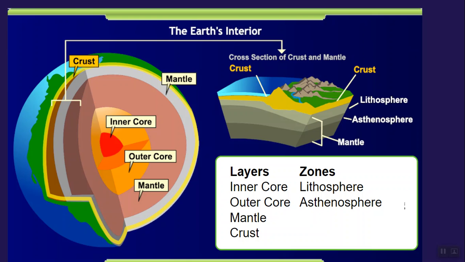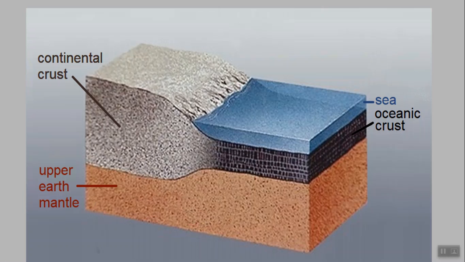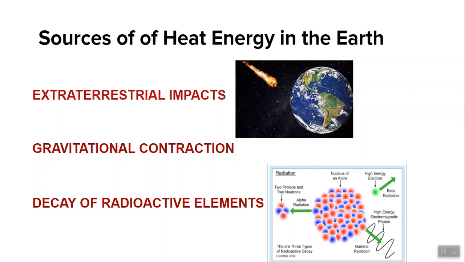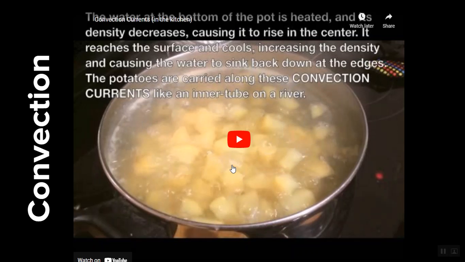Number 9. So there is a video there. Let's see. Oh, there's our crust, continental crust, oceanic crust, and the upper mantle. All right. Sources of heat energy within the Earth, those extraterrestrial impacts, gravitational contraction, and the decay of radioactive elements.